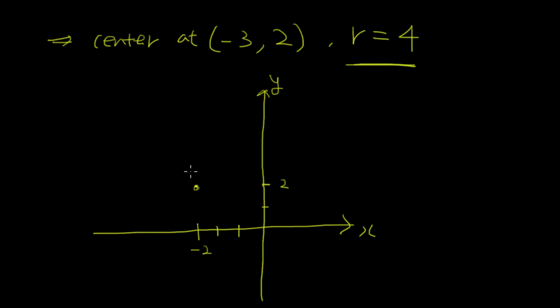So if I go up 4, 1, 2, 3, 4, probably about this point. If I go to the right 4, 1, 2, 3, 4, go down 4, 1, 2, 3, 4, maybe about here. To the left, 1, 2, 3, 4. So we're just roughly making these four corners, right?